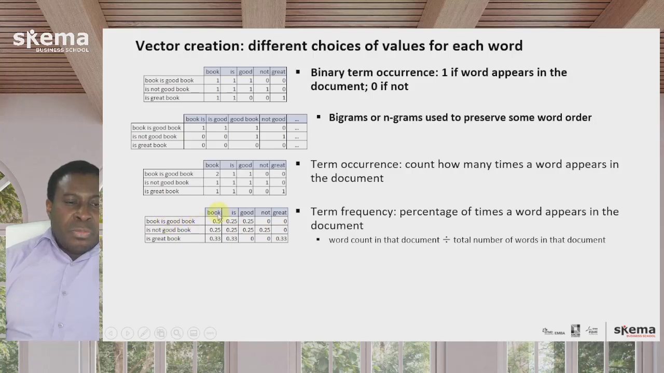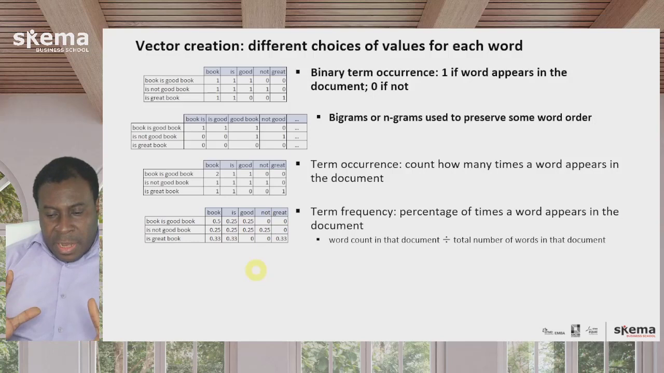So "book is good book." Book occurs 50% of the time, 0.5, is 0.25, good, 0.25. And then "is not good book," each occurs once, so that's 0.25. Now "is great book," each word occurs once, but it's a shorter sentence, so each one carries a little bit more weight, 0.33. And the idea there is that words that occur more frequently in shorter documents have more weight than those that occur less frequently or in longer documents.